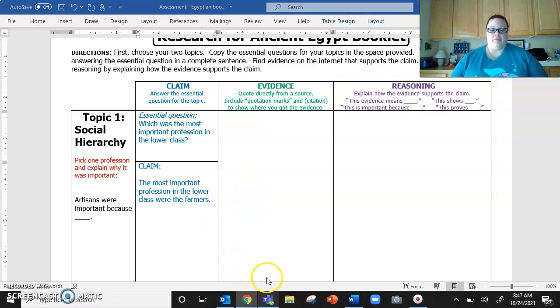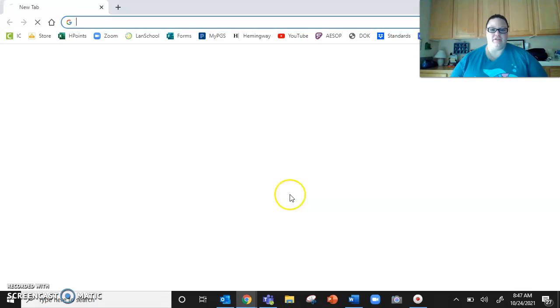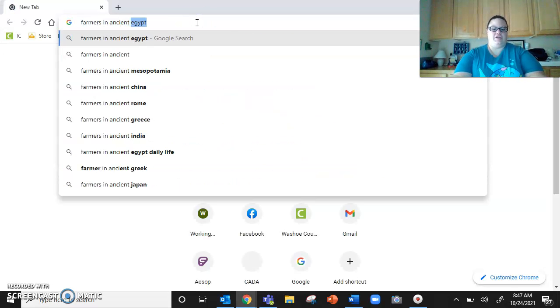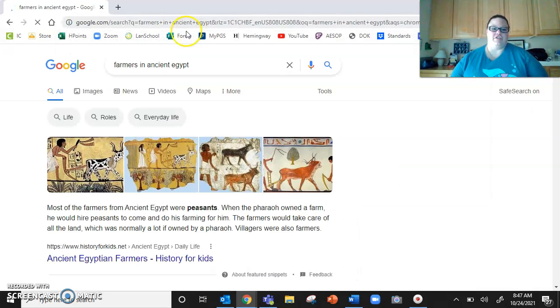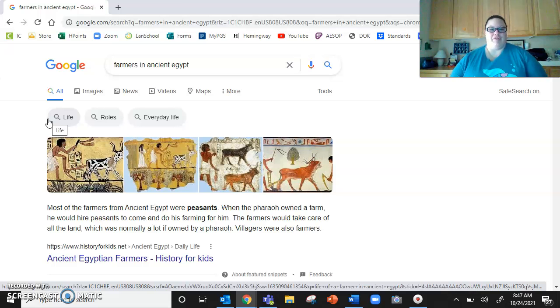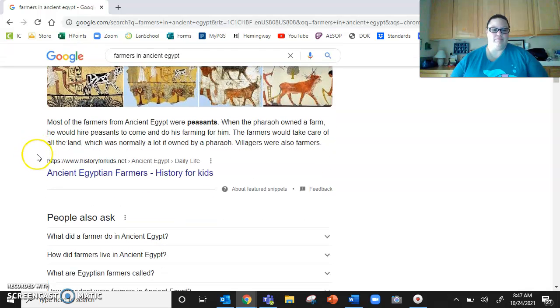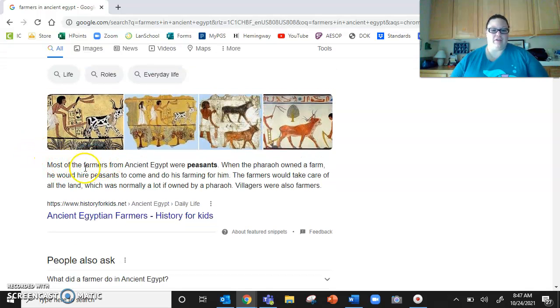So now I'm going to go to the amazing Google machine, and I'm going to type in farmers in ancient Egypt. Because remember, my wonderful human beings, we're not talking about farmers today. We're not talking about farmers in the 1400s. We're talking about farmers in ancient Egypt. So this looks like good information. Most of the farmers from ancient Egypt were peasants. When the pharaoh owned a farm, he would hire peasants to come and do his farming for him. The farmers would take care of all the land, which was normally a lot owned by a pharaoh.